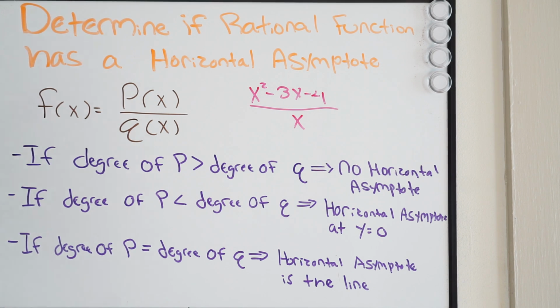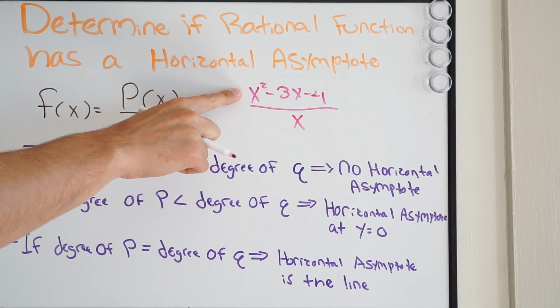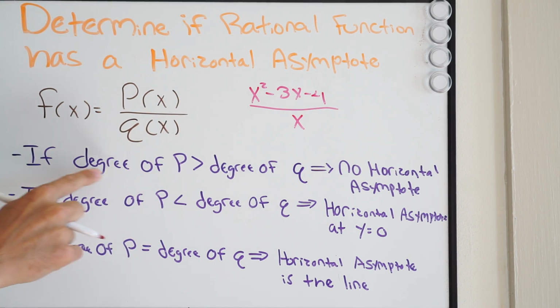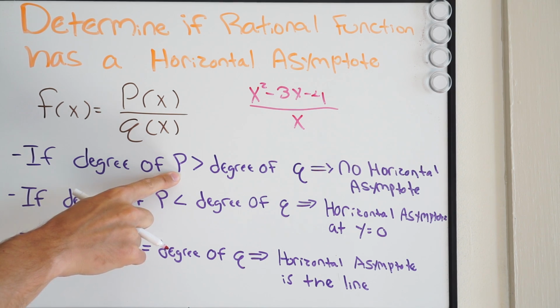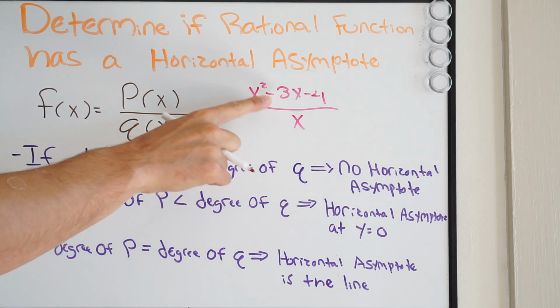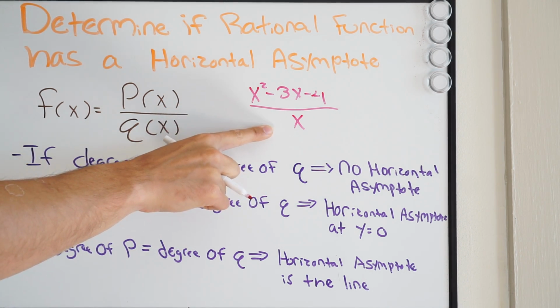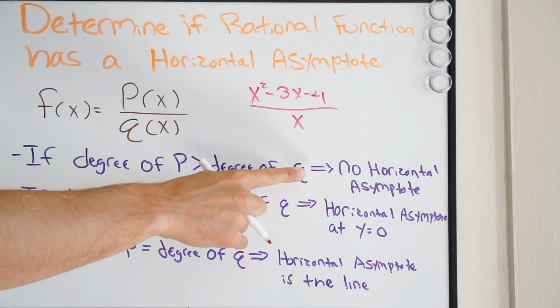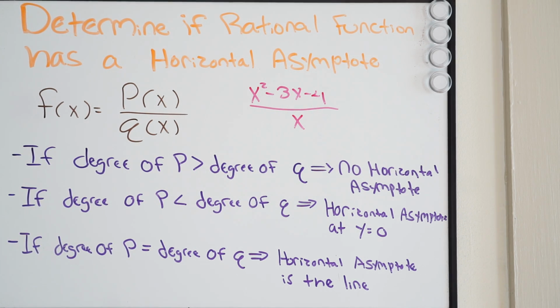So I can see that p, which I have on top, this is p, this is q. So the degree of p is greater than the degree of q here. As a result, there's no horizontal asymptote. Before we even graph this, we already know that this has no horizontal asymptote. Okay, let's try another example.